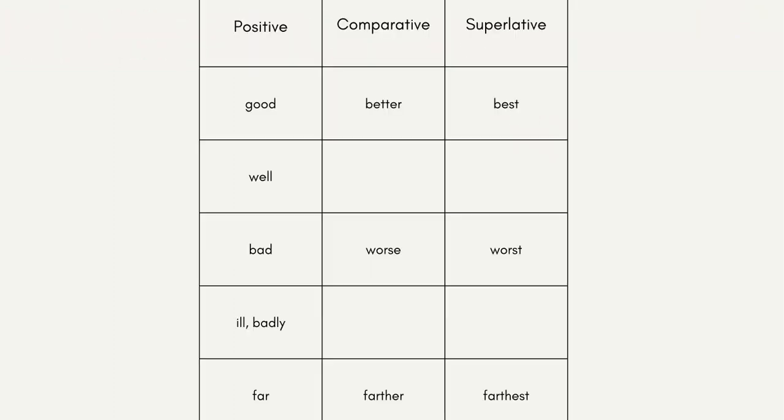As we looked at the exceptions, let's go through them again. Good would become better, and in superlative it would become best. Well will remain the same. Bad becomes worse and worst. Ill or badly will remain the same, while far would become farther and farthest.